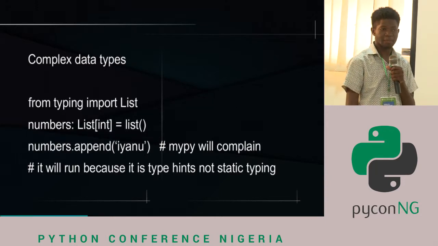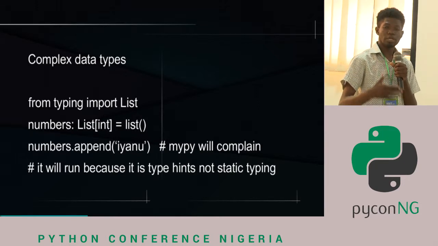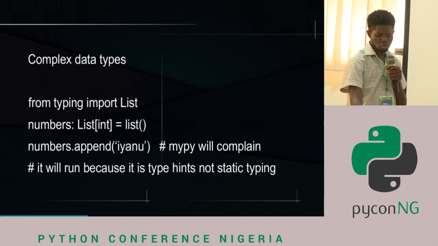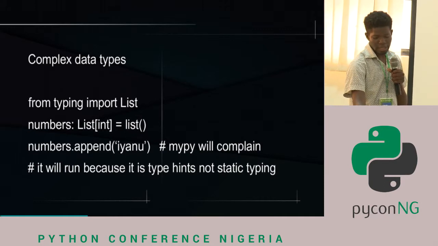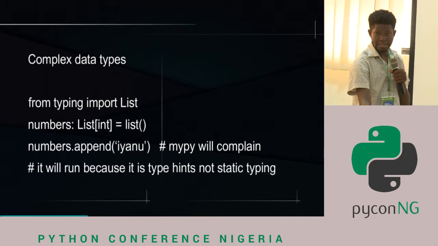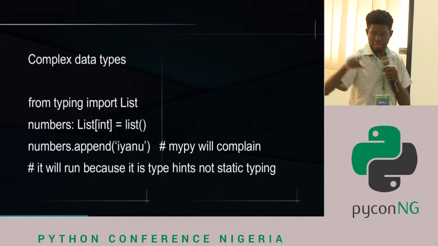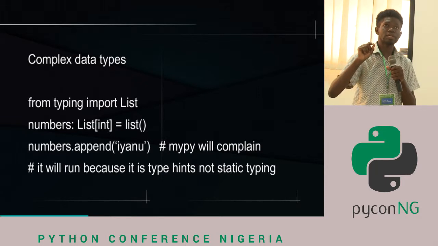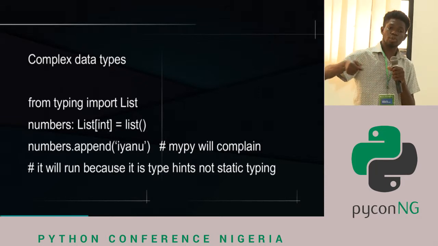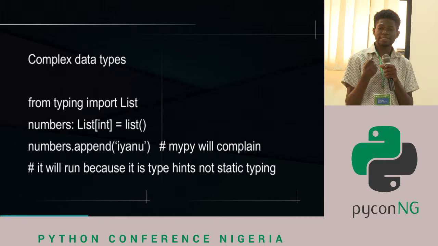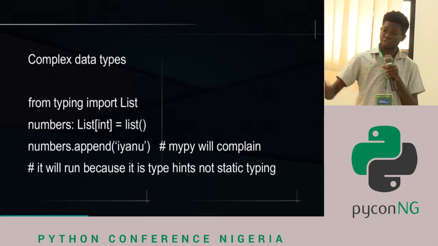When it comes to complex data types, you have to import the data type from the typing module. I told you there was a module that came with Python 3.6, the typing module. So from typing, you import List. Normally you want to define a list as number equals list with brackets. But now the type is List, then the square bracket, the type of the value that will be contained in the list. There is also something we need to take note of. A list data type is heterogeneous. It can contain heterogeneous objects, whether integer, string, float, and all that.